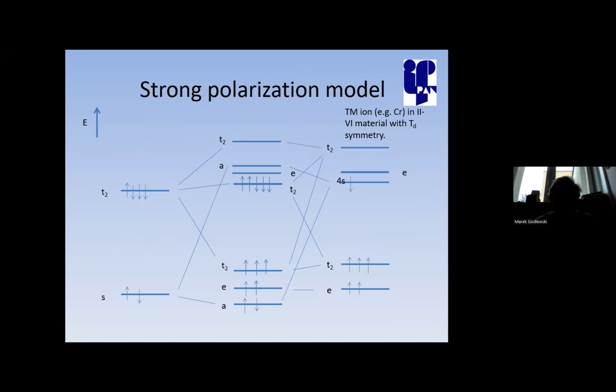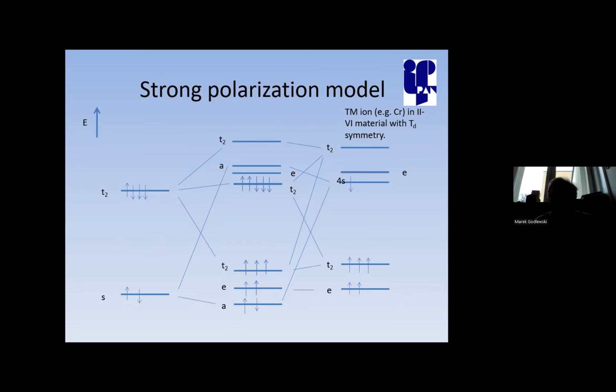So the model I will show, the schemes I've drawn, are very intuitive. Do not look at how I chose the splitting between the S and T2 states of the ligand. This is just very schematic. So how do we understand what happens? Let us concentrate on chromium. That was the case where it was clearly shown that the model breaks down, and it's not easy to explain what we see.